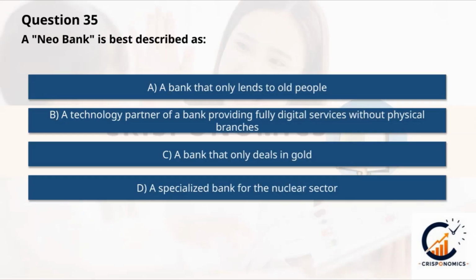Let's talk about what a neobank really is. It's not a bank for just one type of customer, like only lending to older people, or one that deals exclusively in gold. It's also not a specialized bank for a specific sector, like nuclear. Instead, a neobank is a technology partner to a bank, offering fully digital services without any physical branches. It's banking built for the digital age, designed to be fast, flexible, and accessible anytime, anywhere.